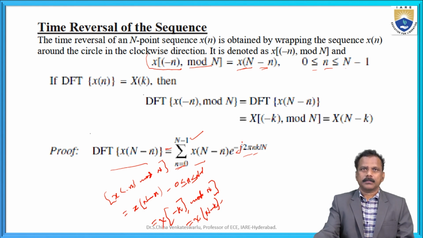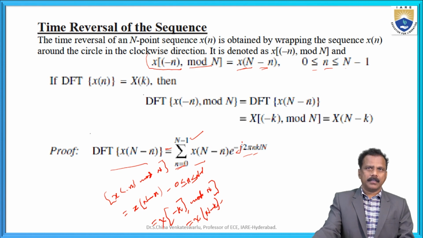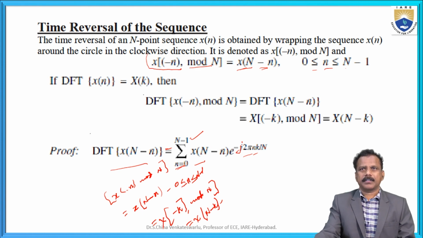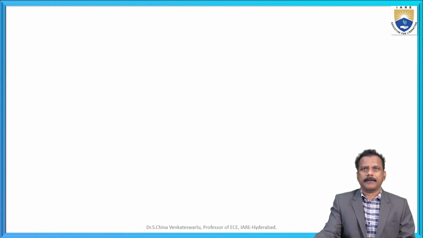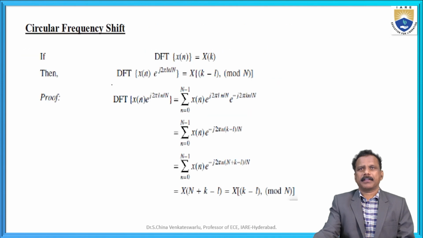So the time reversal of the sequence depends on wrapping the sequence x(n) around the circle in the clockwise direction. It is denoted as x((-n) mod N), and so on. Change the index from n to m, where m is equal to N - n. We have n equal to N - 1. Now the DFT is ready to verify.